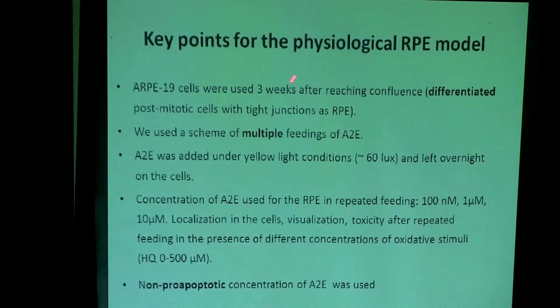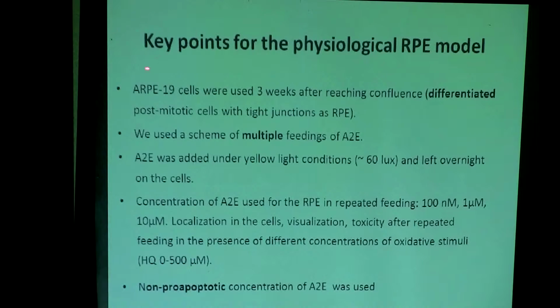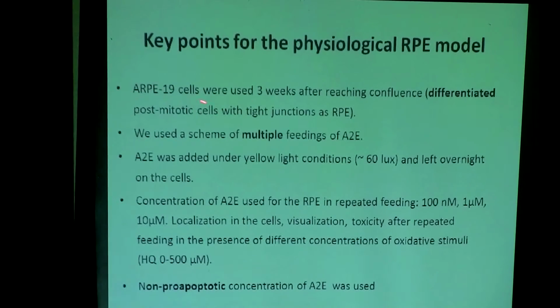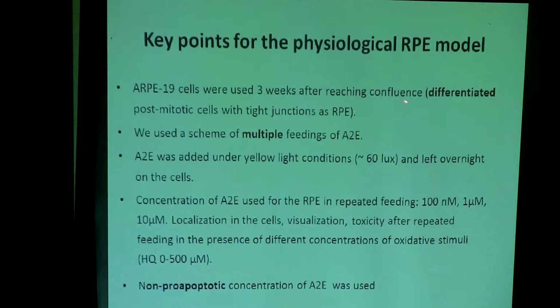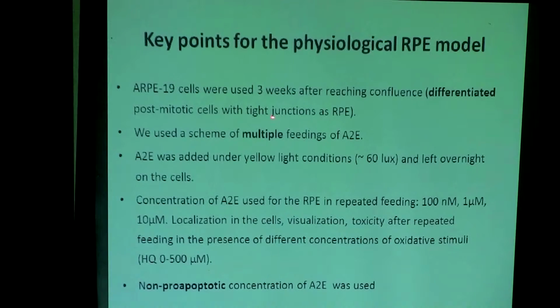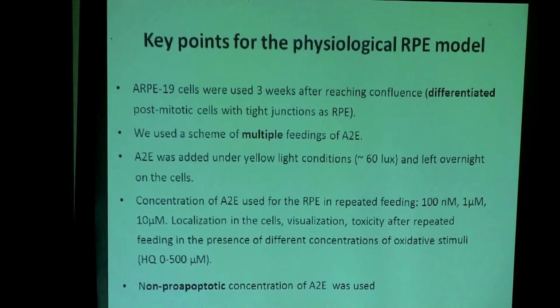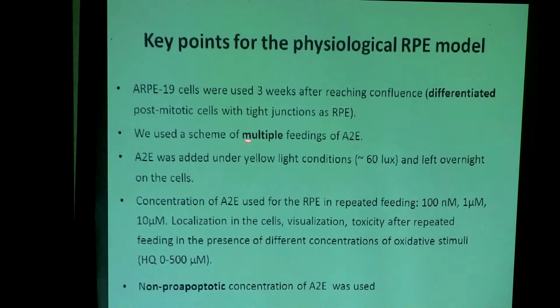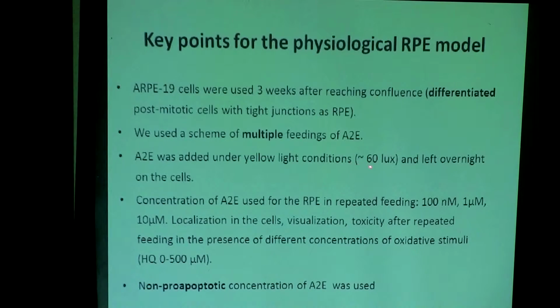And the key points for this physiological RPE model are shown here. So first of all, we use ARPE19 cells 3 weeks after reaching confluence. So they are differentiated, post-mitotic, with tight junctions, which we confirm. We use a scheme of multiple feeding of A2E, again low doses. We added it under yellow light condition, which is around 60 lux, so it's very dim light. It's left overnight on the cells every time.